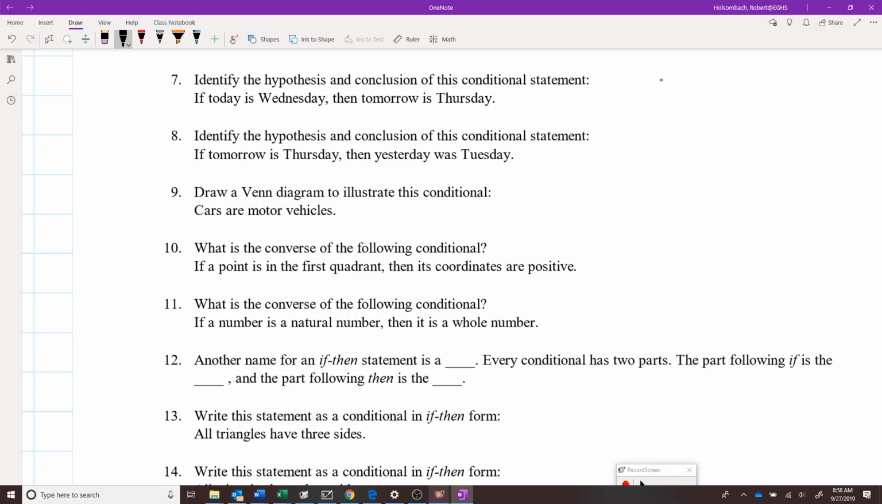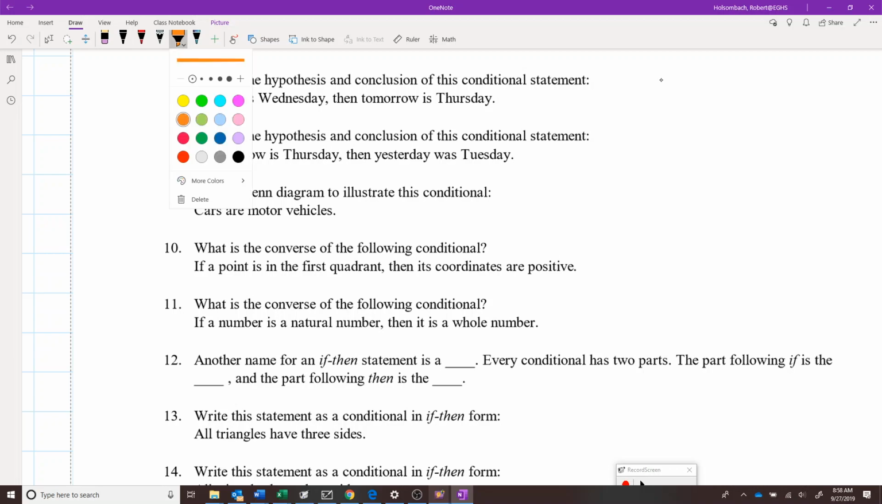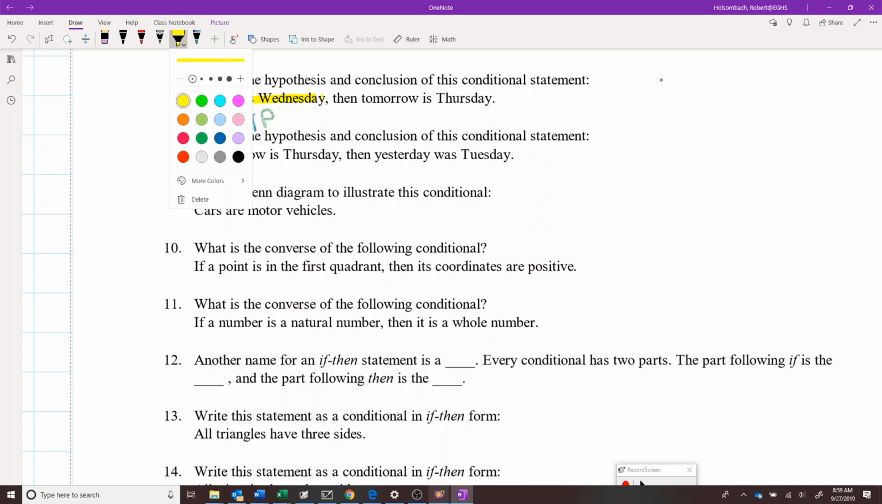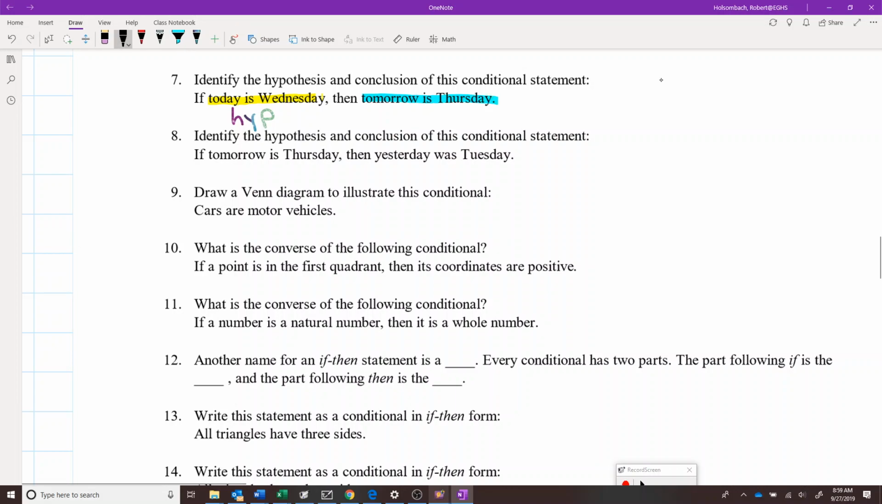Number 7, ask you to identify the hypothesis and the conclusion of this conditional statement. Hypothesis follows the if. So after the if, today is Wednesday. There's your hypothesis. Conclusion follows the then. Tomorrow is Thursday. There's your conclusion.